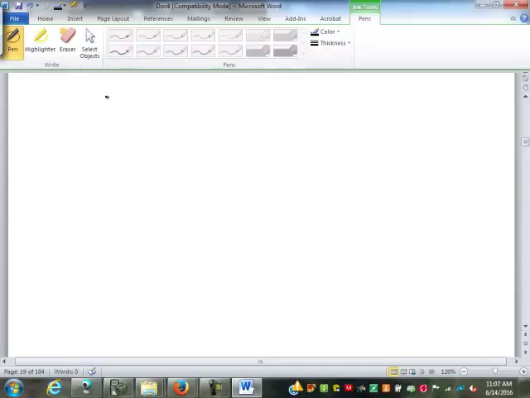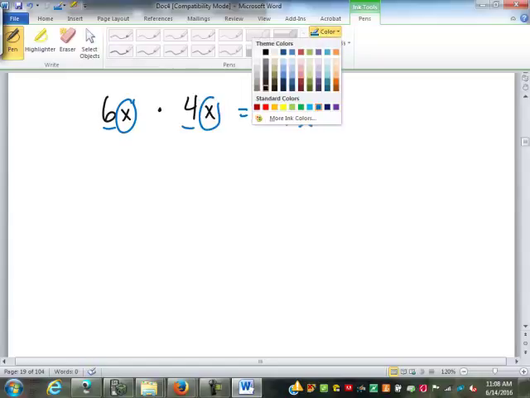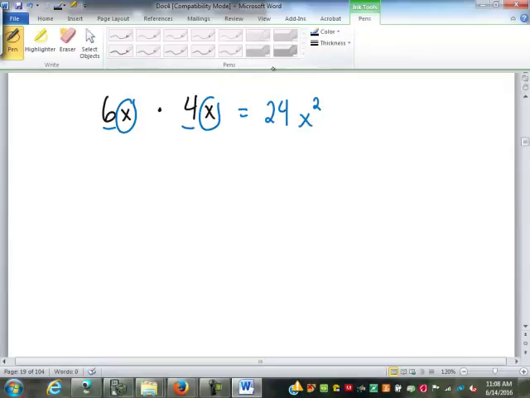So let's take a look at something like 6x times 4x. When we multiplied yesterday, we said we multiply the counts. So we're going to do 6 times 4, which is 24. But we also multiplied the names. X times x is x squared. Because of that, we said when we multiplied, we do not have to have the same name. Addition and subtraction can only combine things with the same name.